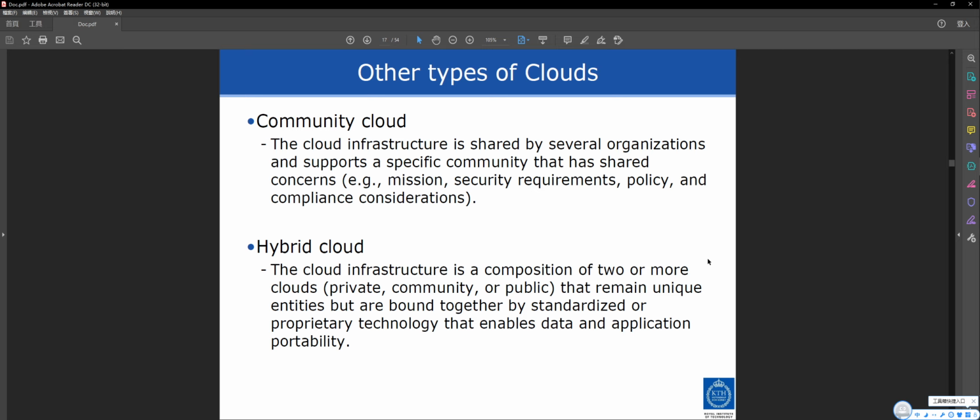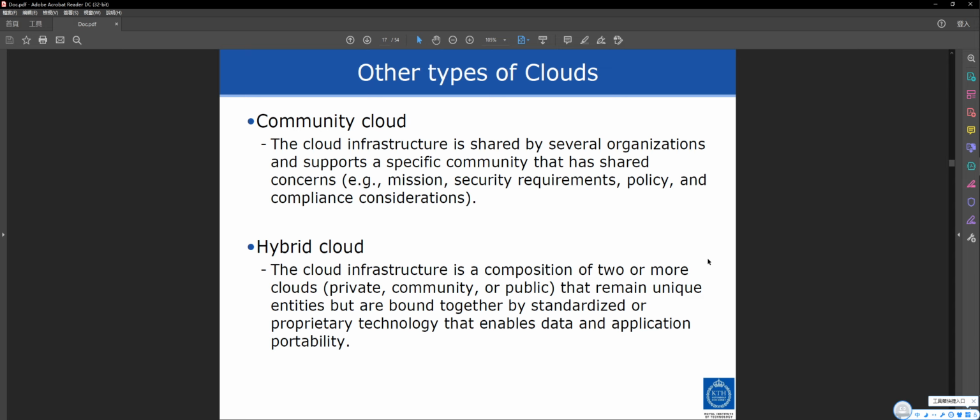Community cloud. The cloud infrastructure is shared by several organizations and supports a specific community that has shared concerns: mission, security requirements, policy, and compliance considerations.